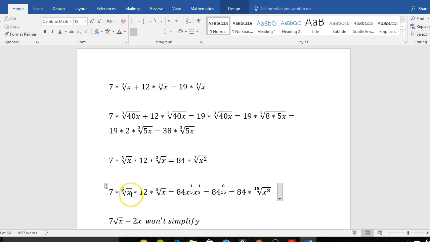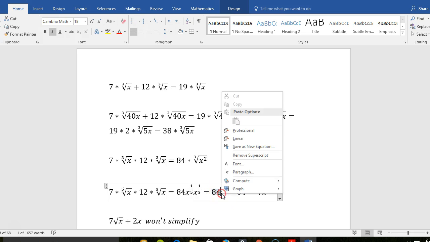You turn that fifth root of x into x to the 1/5 power. You turn the cube root of x right here into x to the 1/3 power. So you get 84 times x to the 1/5 times x to the 1/3. Now remember, by the laws of exponents, you add 1/5 to 1/3 and you get 8/15. So you have 84 raised to the power of 8/15.